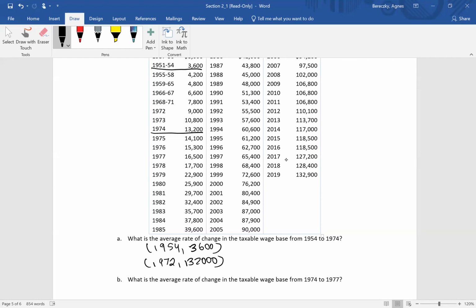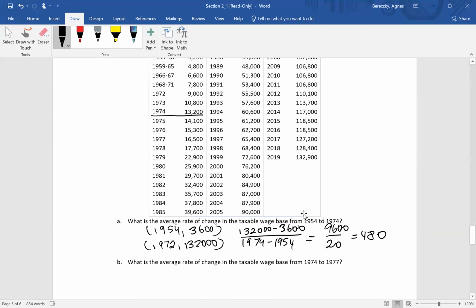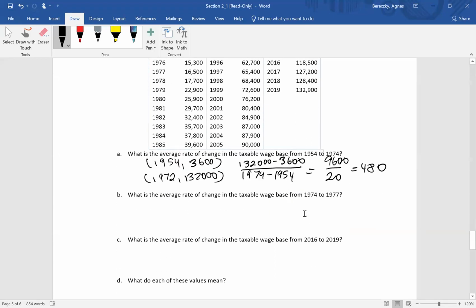And then we can use 132,000 minus 3,600 over 1974 minus 1954. 9,600 over 20 equals 480. That would be the average rate of change between those years.